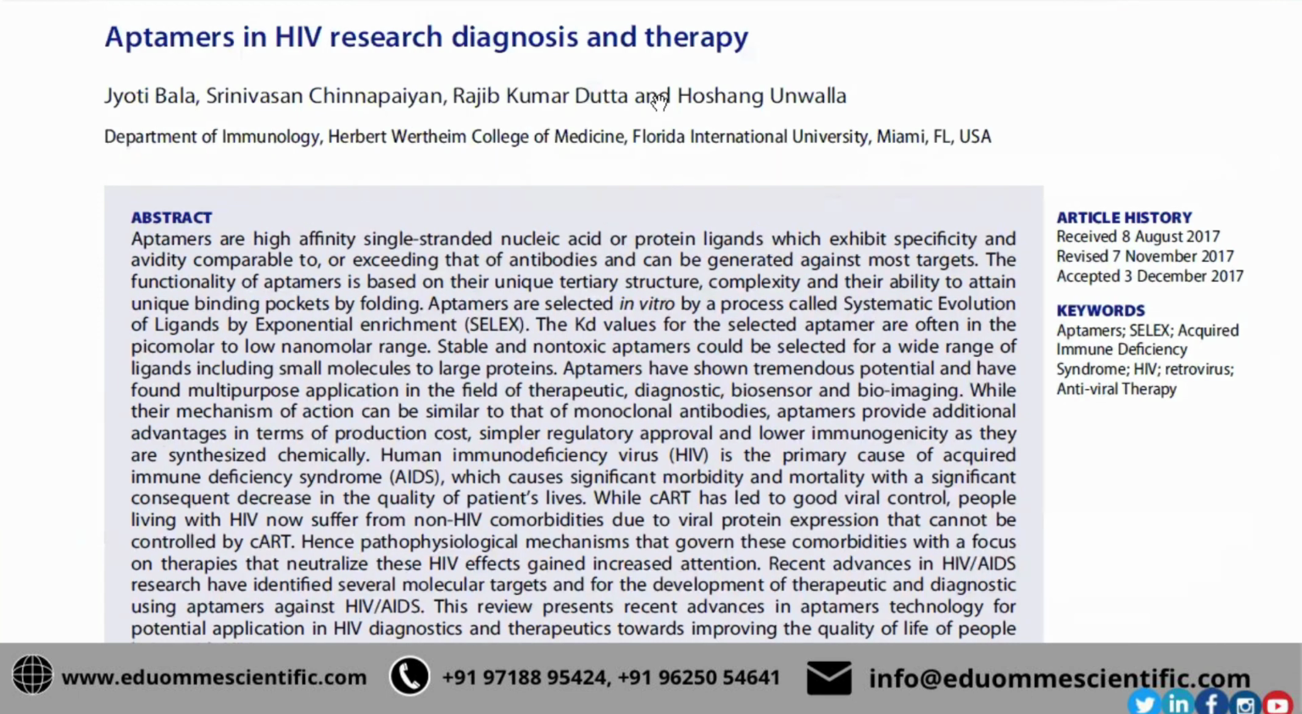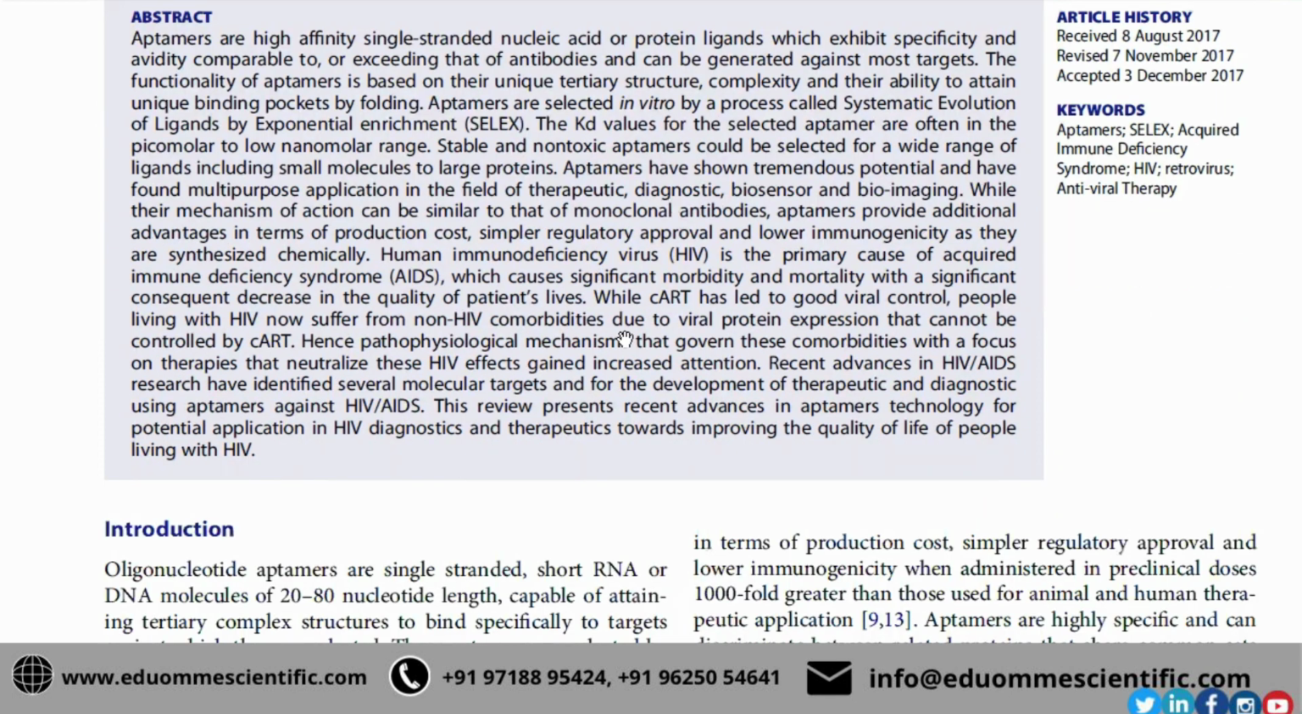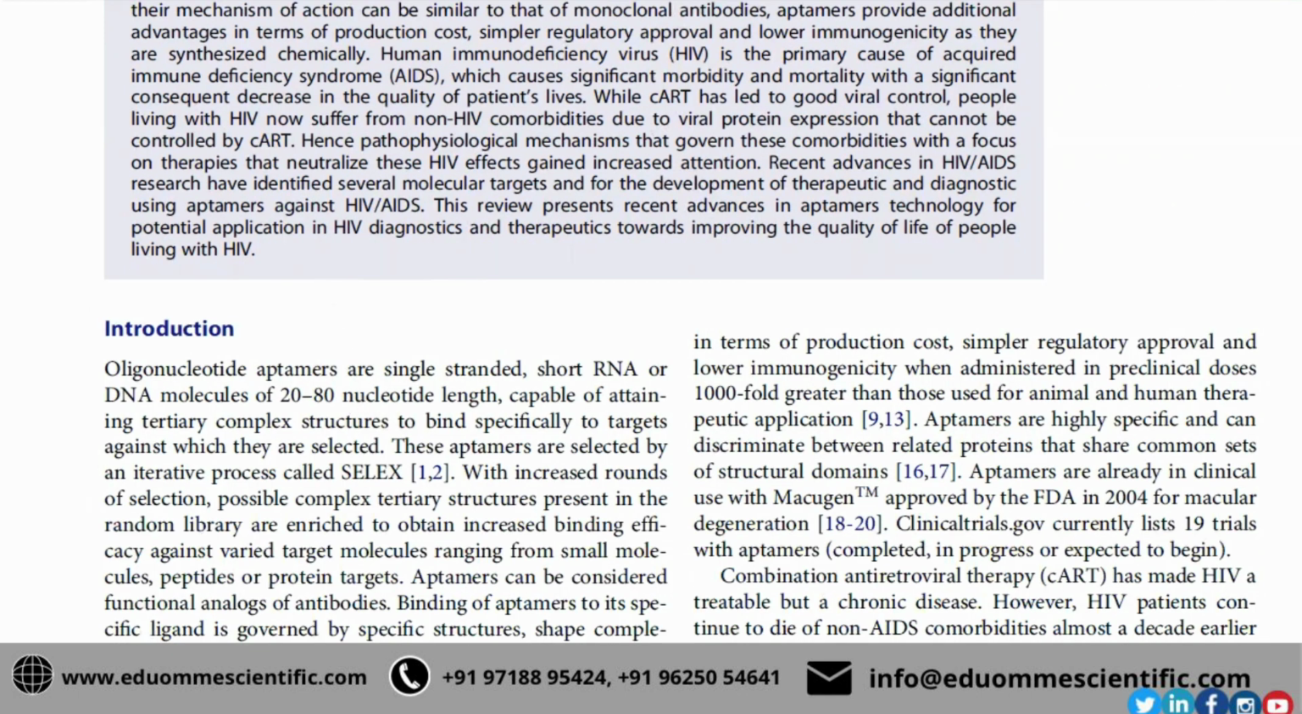Here you can see the affiliation. This paper we have published from the USA, Florida International University of Miami. So here you can see the abstract. Then we have discussed the introduction.